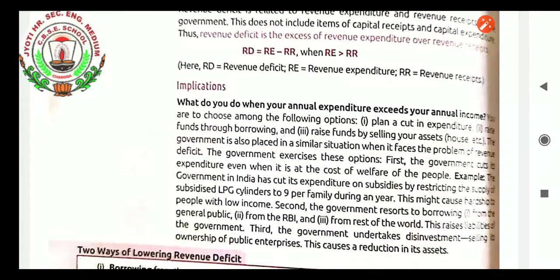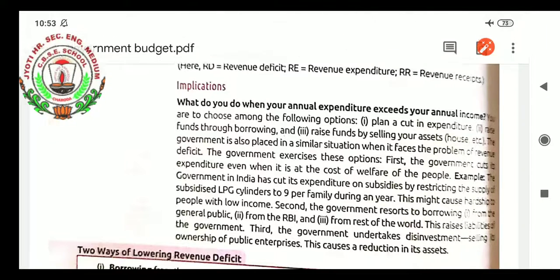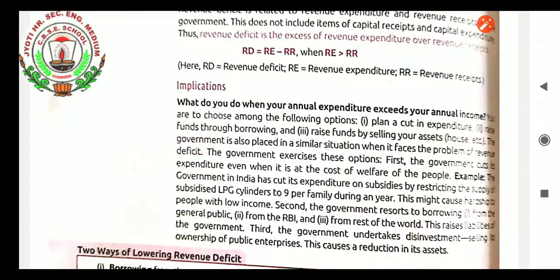Example, the government in India has cut its expenditure on subsidies by restricting the supply of subsidized LPG cylinders to 9 per family during a year. This might cause hardships to people with low income. Second, the government resorts to borrowings from the general public, from the RBI, from the rest of the world. So they can borrow the money either from the Reserve Bank of India or from the rest of the world.